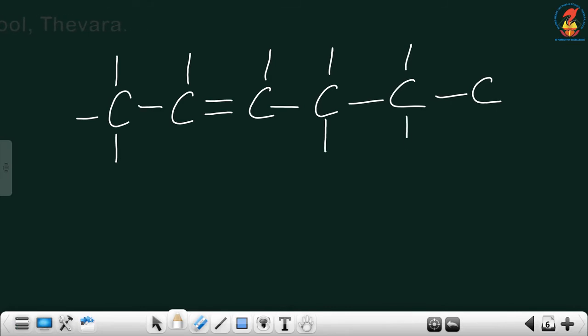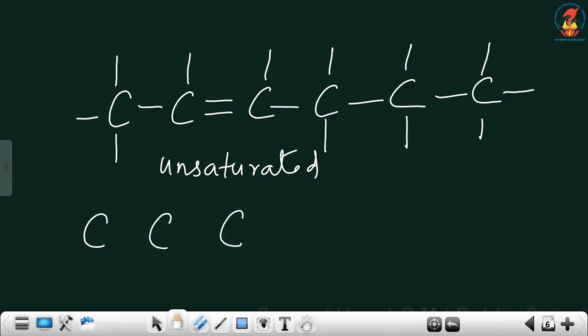Then the fourth and the fifth carbon atoms have 2 free valencies each. Last one, 3 free valencies are there. So this is an unsaturated compound. There is a double bond between carbon atoms. Now with the same 6 carbon atoms, I will show you how a triple bond is formed. 6 carbon atoms in a straight line.